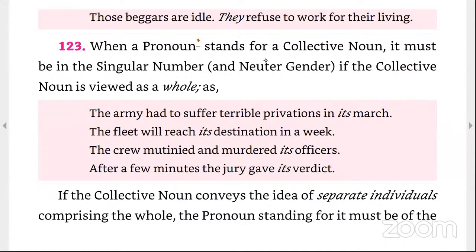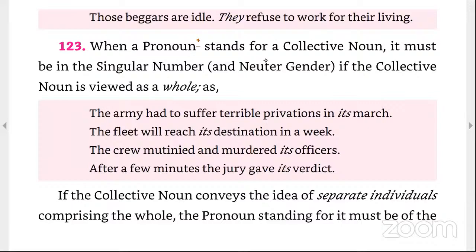Those beggars are idle. They refuse to work for their living. So here, those beggars is the subject, and it is replaced by they. So they matches for those beggars. Those beggars is plural, they is plural. Those beggars are third person, they is third person. So this is matching with number and person.